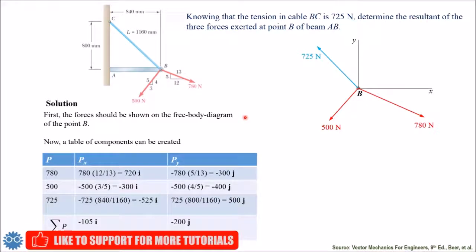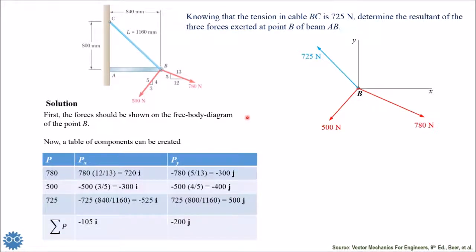We can construct this table. Now let's see, what is this table? In this table we will find the components of each force in the x direction and the y direction. So let's see here. First we have the force of 780 newtons. So we should find the x component.